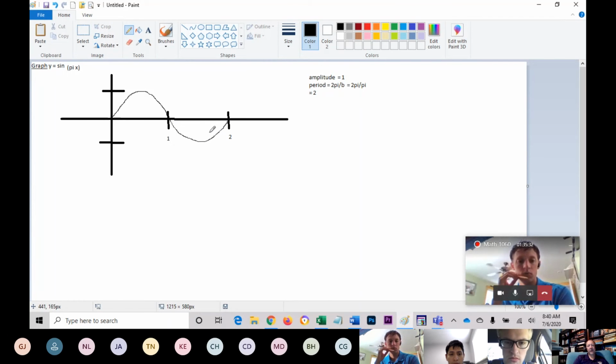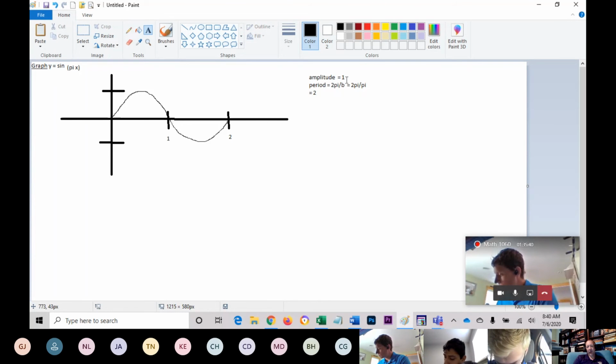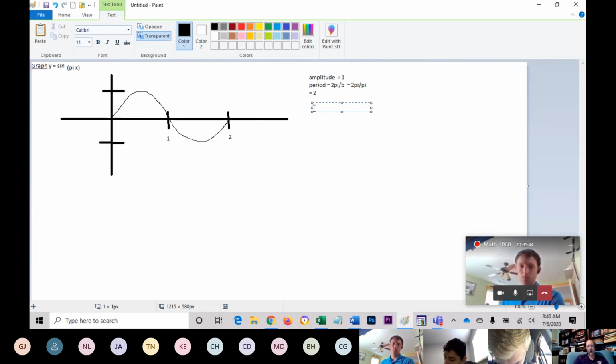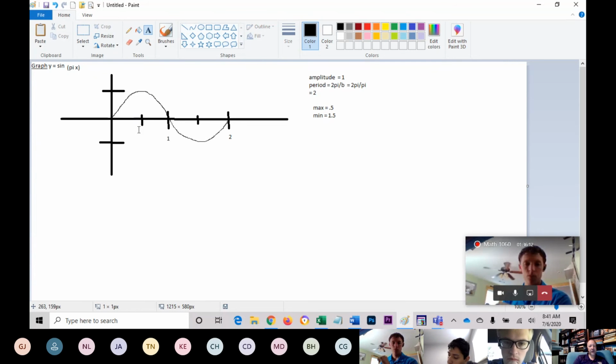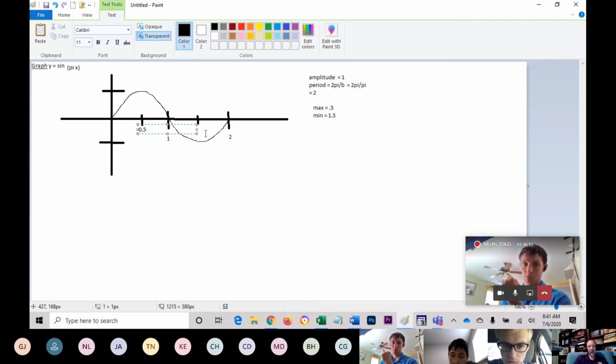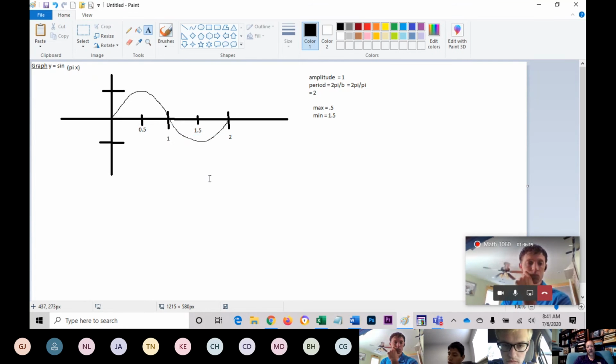Okay. So now that we've got this, the amplitude is 1 or plus or minus 1. Your period in this case is 2. Where is your maximum? At 0.5. And your minimum? At 1.5. So as we're drawing this, this point here, I would like you to mark, and I would like you to mark this point as well. And so this is 0.5 and this is 1.5. Okay. So that's basically how I would do it on the quiz. I don't know that I can do this on the quiz. The quiz is going to be interesting.